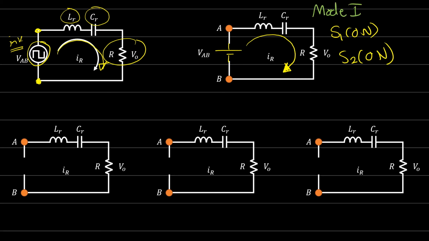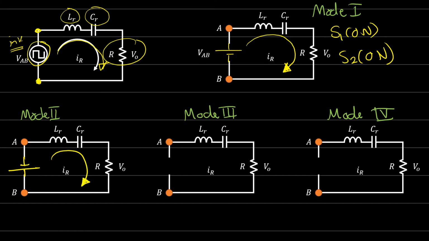Now for mode number 2, the voltage is negative, but the current is positive. So the current will keep flowing in this direction, but the voltage can be negative. For this mode, the conduction will be through which diodes or which transistors? Diode 3 and diode 4. These two diodes will be conducting.